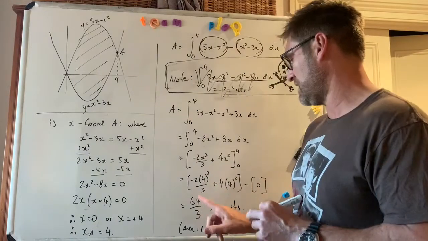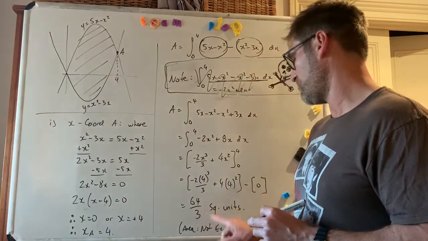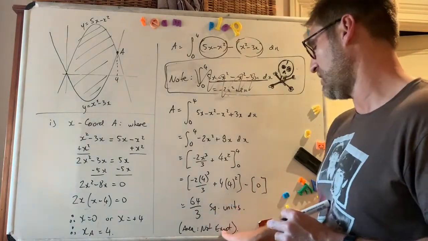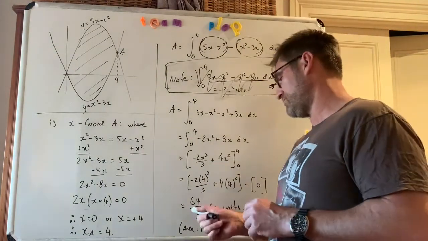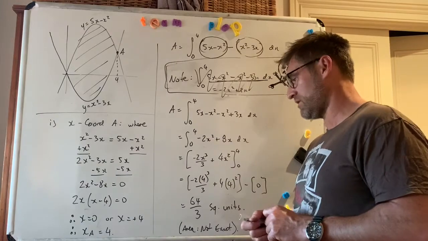All right, putting all that together, 64 on 3 squared units. And it's not even saying exact value, so you could leave it as a decimal, but we've gone to 64 on 3.